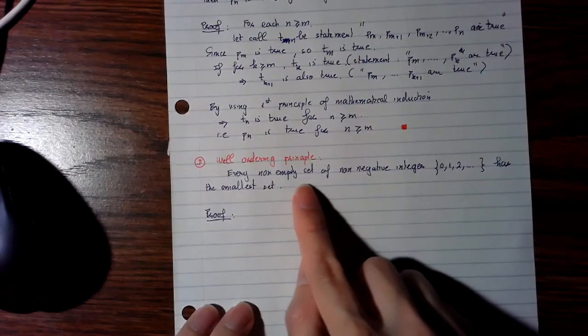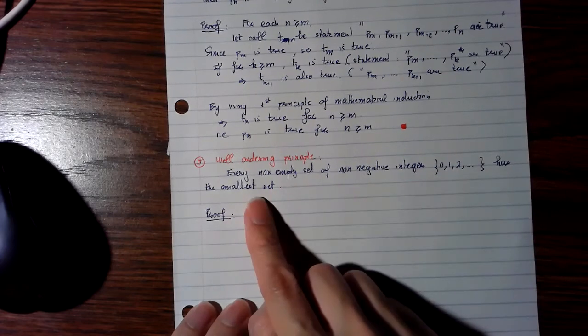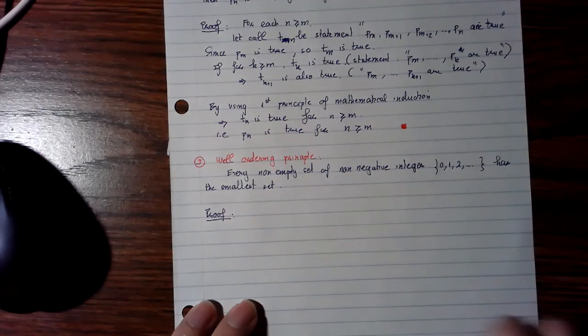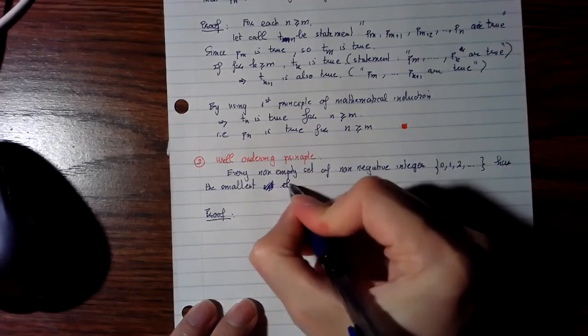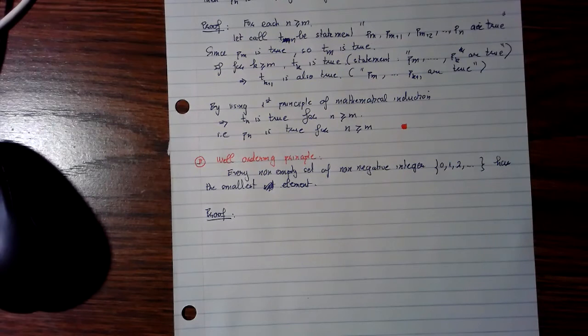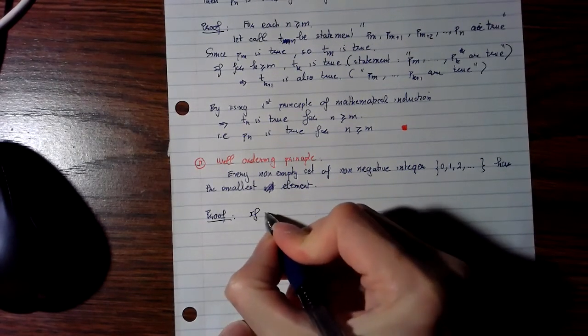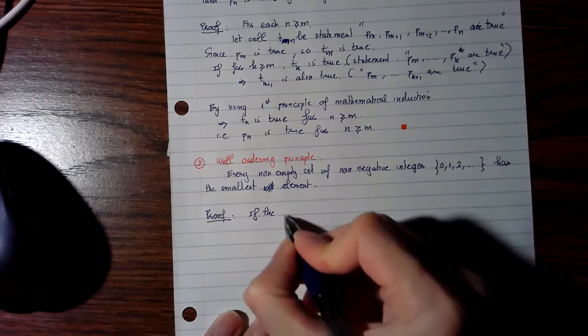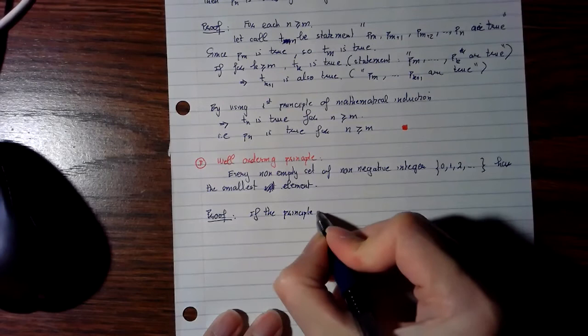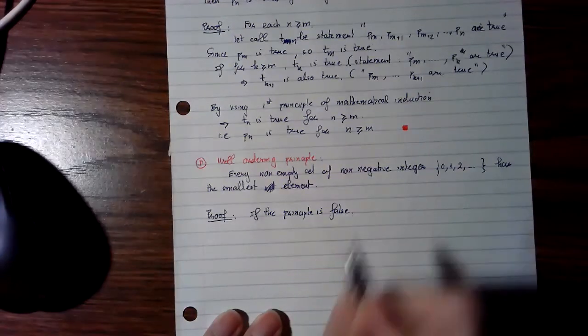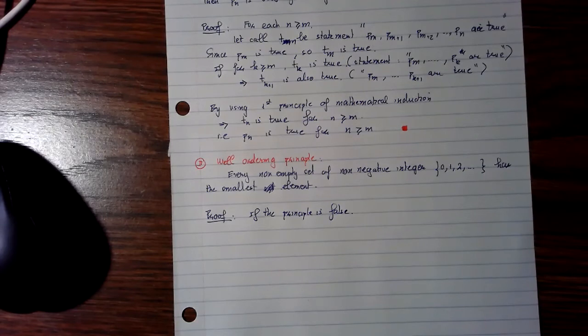Okay. So now I want to prove what? I want to prove that all the subsets of this set have the smallest element. I'm sorry. Okay, so I will claim, I will say that if the principle is false, okay, because we prove by contradiction, right? So we must have the proposition.